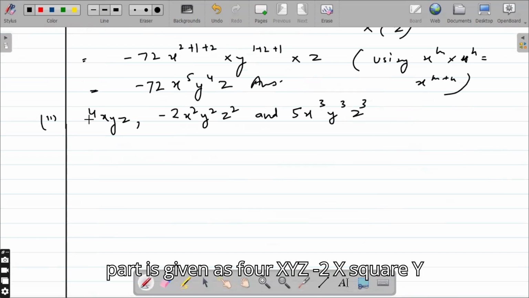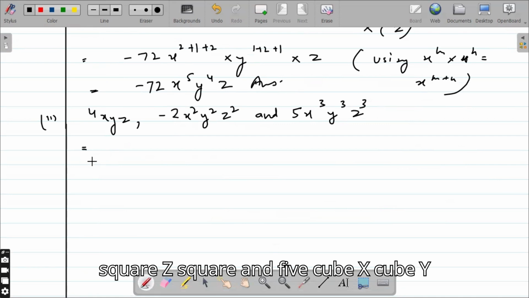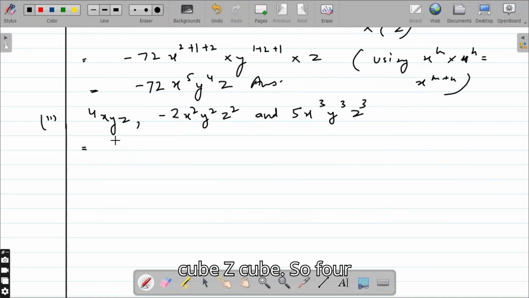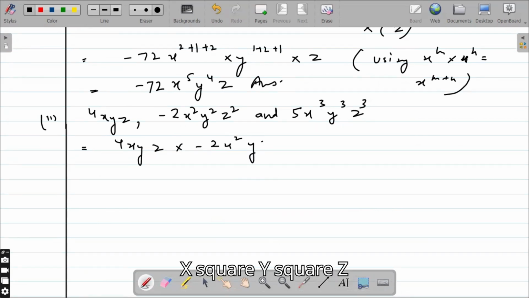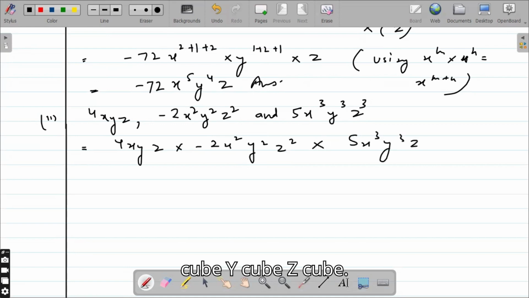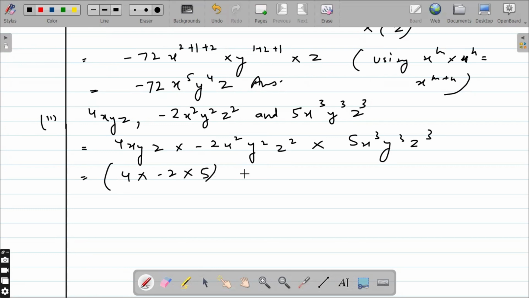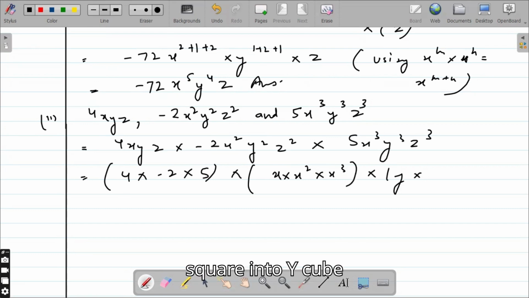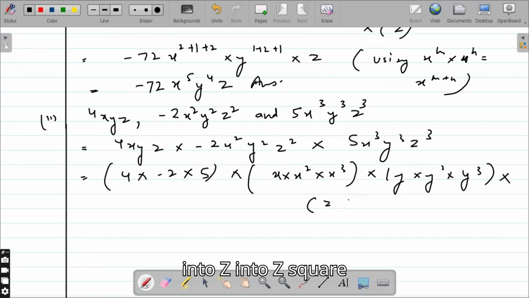Let's continue with the second part. The second part is given as 4xyz, minus 2x square y square z square, and 5x cube y cube z cube. So 4xyz into minus 2x square y square z square into 5x cube y cube z cube. So split all the constants, then x into x square into x cube, y into y square into y cube, into z into z square into z cube.